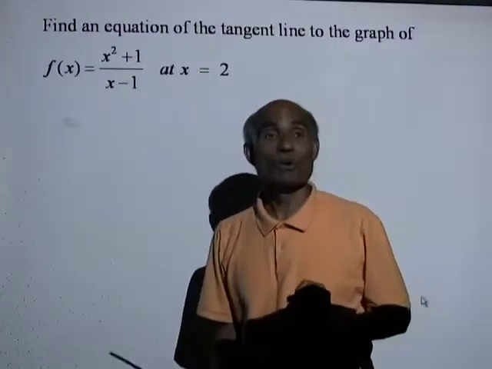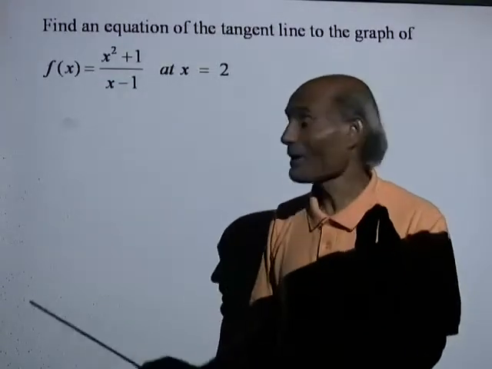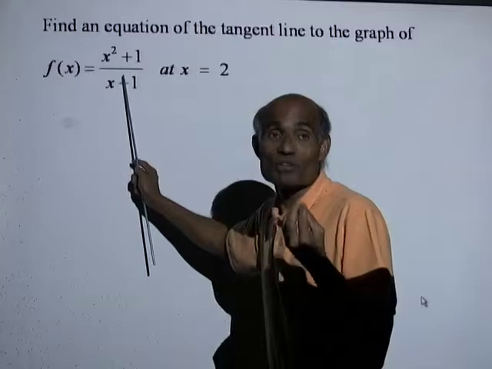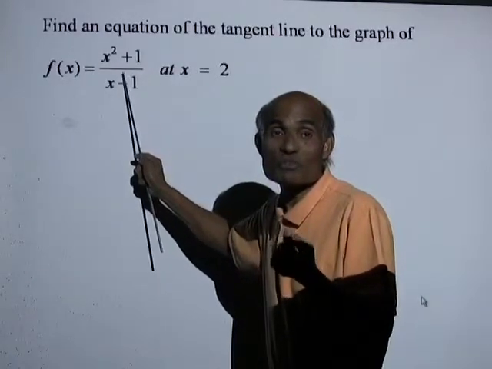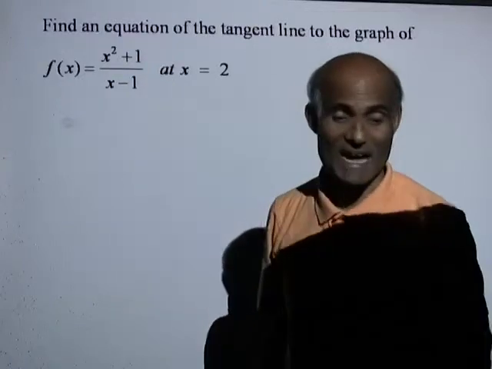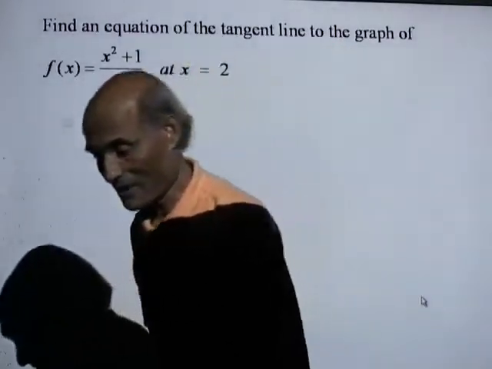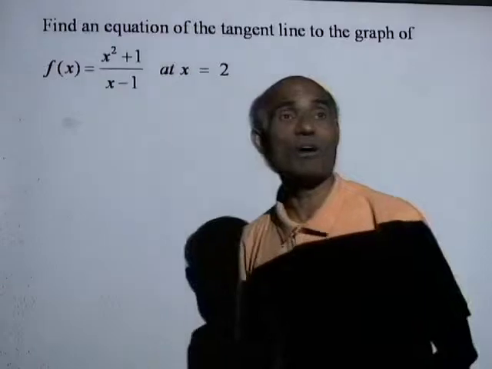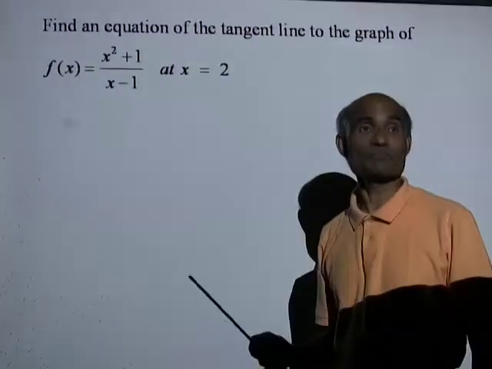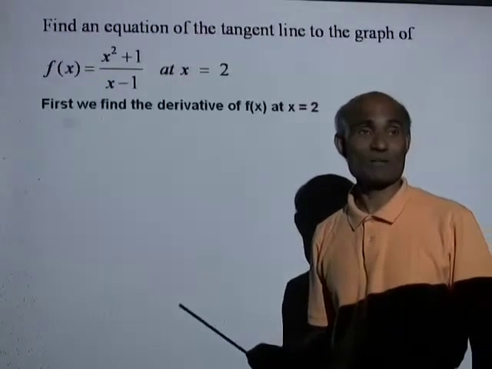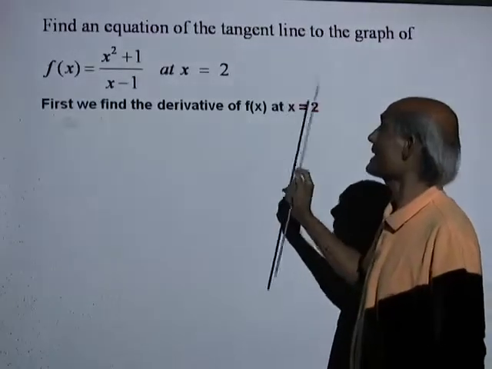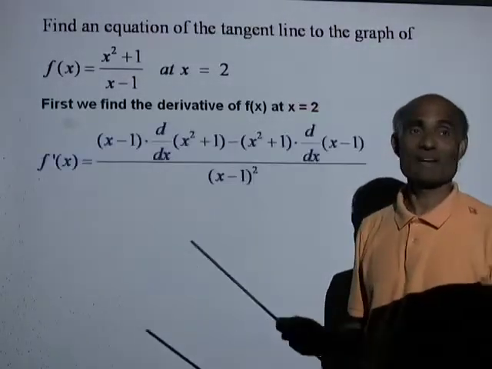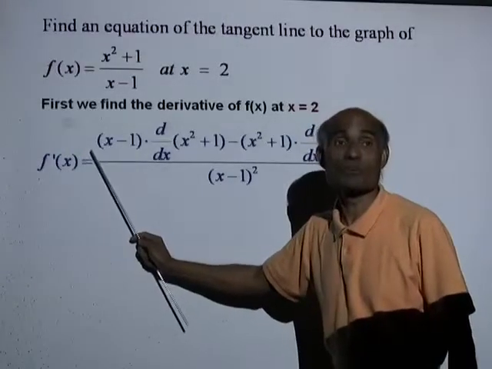So, once again, what are we going to do? We find the slope of the graph of this function at x equal to 2, which is the derivative of this function at x equal to 2. Alright, tell me, what is the derivative of this function? Well, we first of all find the derivative of f of x at x equal to 2. And that is, you know how to find the derivative.